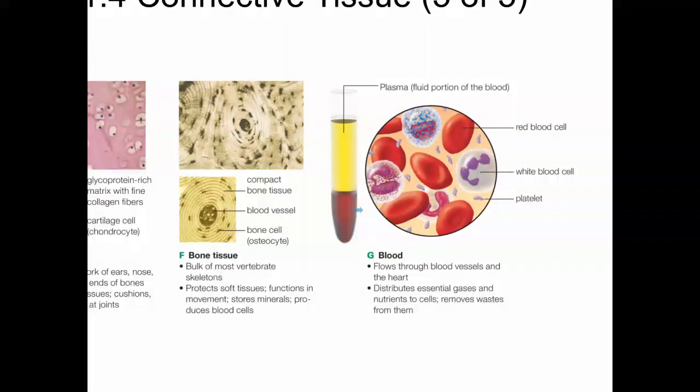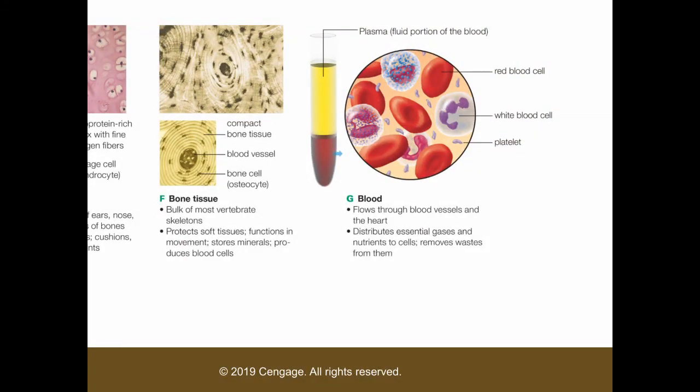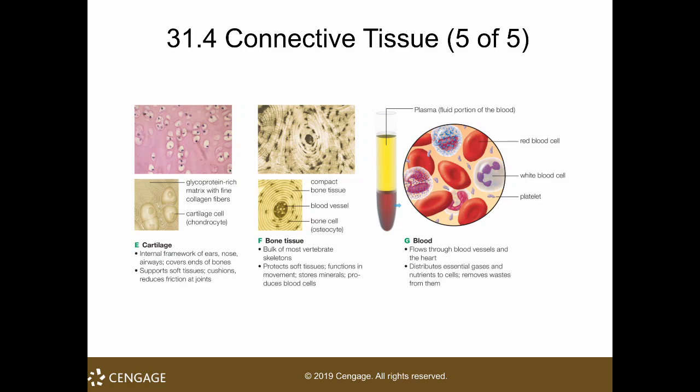And then last but not least, you have the blood. The blood is a connective tissue, a specialized connective tissue. It flows through the blood vessels and the heart. It distributes essential gases and nutrients and removes waste. So the blood is fluid. Unlike other tissues that have a specific structure, blood is liquid, or rather a suspension consisting of cells suspended in fluid plasma. So that is your connective tissue.